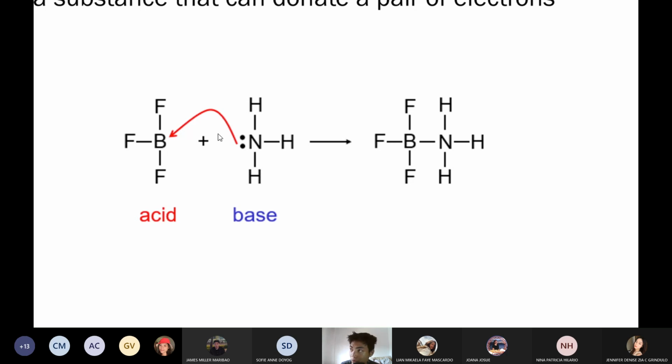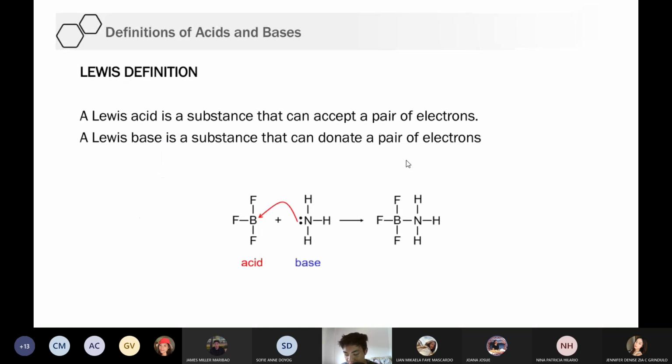Tignan nyo yung boron. 3 yung bonds niya. Pagdating dito, 4 na. So, ibig sabihin, siya yung Lewis acid. Okay? So, ganun lang yung definition niya. So, those are the 3 definitions of acids and bases.